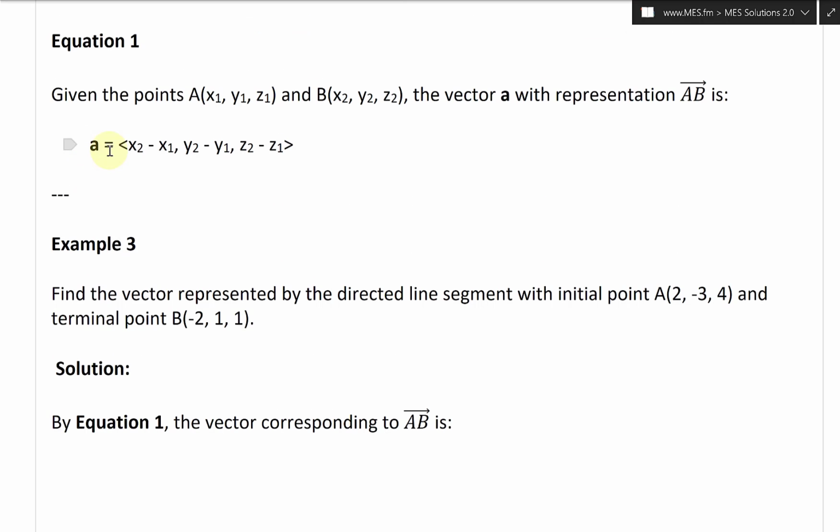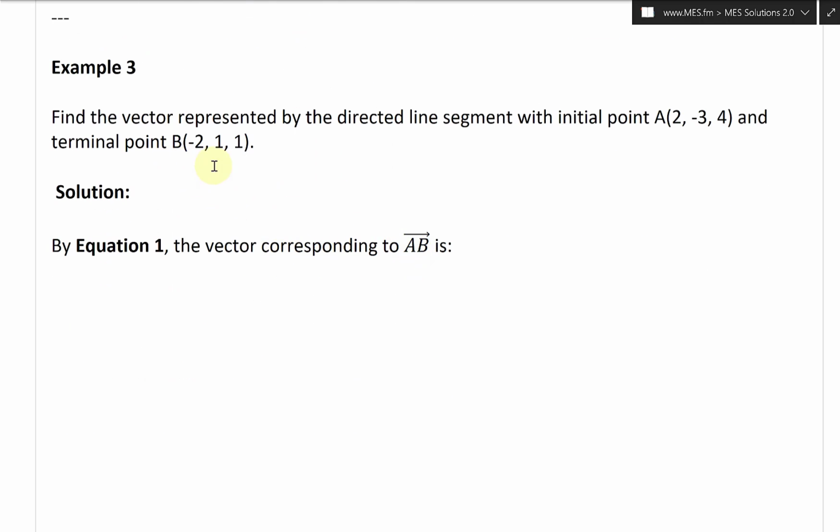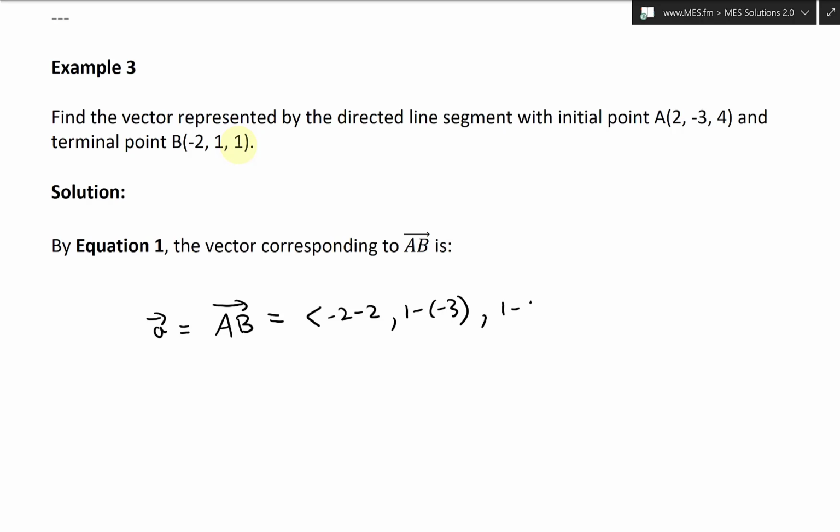So by equation 1, so this one right here, the vector corresponding to AB, let's call this vector A, this equals AB, and this just equals, in vector form, the difference. So it goes from B minus A. So we'll go -2 minus 2, and then we'll get 1, this is our y2, minus y1. So we'll have 1 minus -3, and then the last one here, we'll have z2 minus z1, so 1 minus 4, like that.